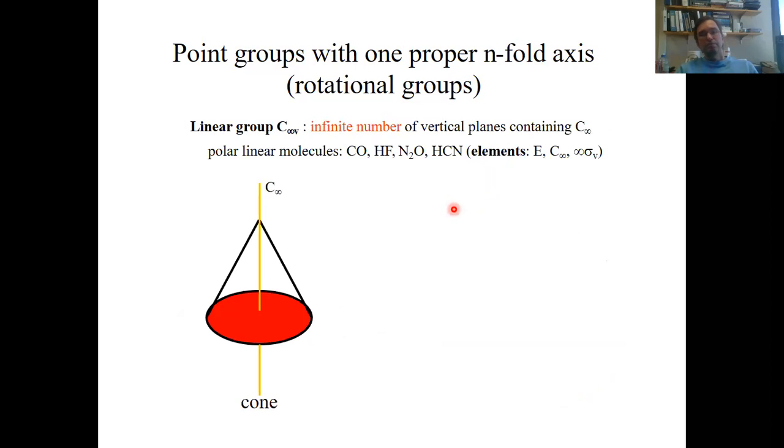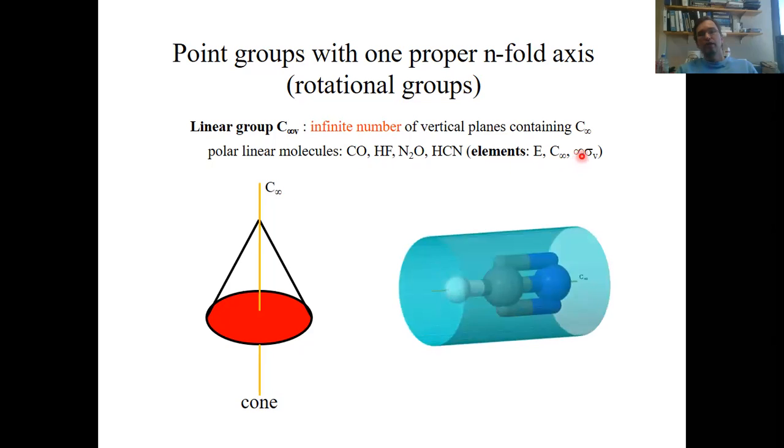And then last but not least, we looked at a special case of the pyramidal point groups, which is the linear point group C infinite V. So in this case, n is infinite, and basically all the molecular structures are derived from a cone. So a cone has a principal axis with infinite order, and now we have an infinite number of vertical mirror planes in addition to that. So all polar linear molecules like CO, HF, N2O, and HCN, they belong to that linear point group C infinite V.